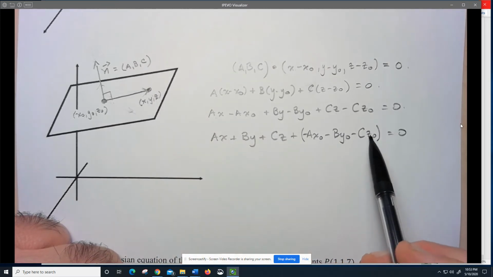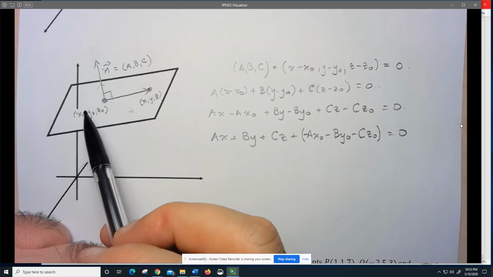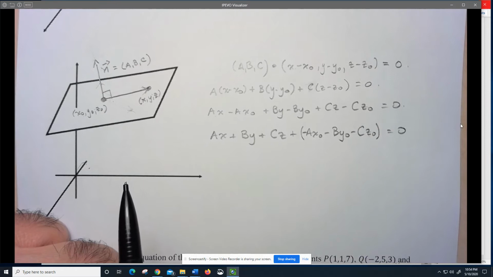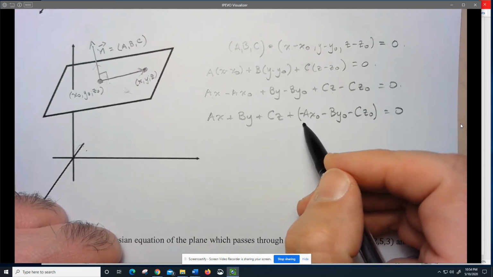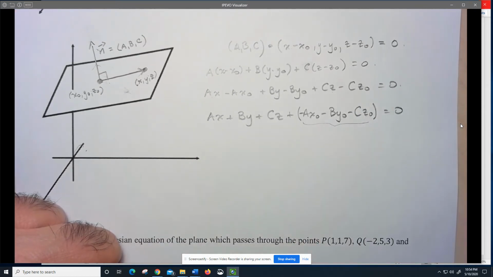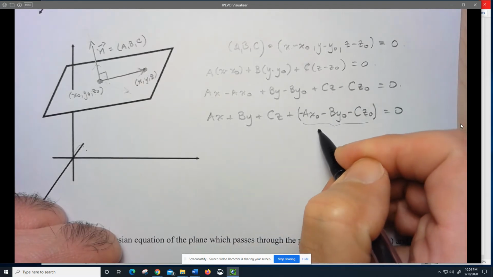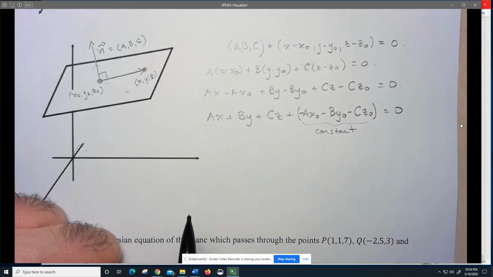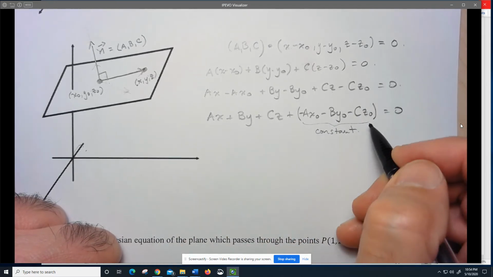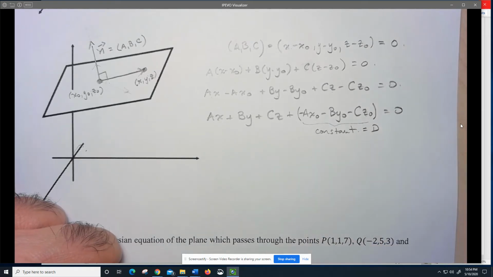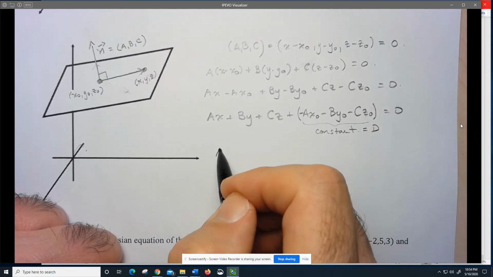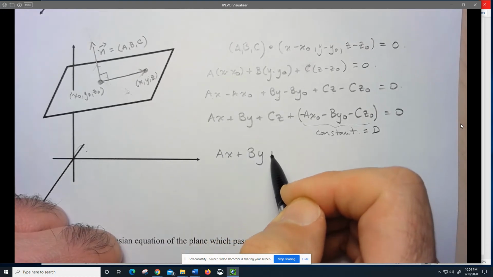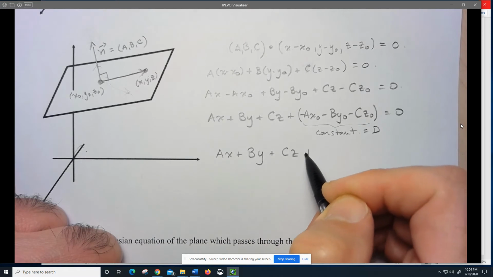And x naught, y naught, z naught represents the component of the point that I know on this plane. And so this whole expression in the brackets is just a constant. Okay, this is just a constant because these are all known values. So you know what? Let me give this a name. Why don't I call this D? And then all of a sudden I realize that I've got an equation that looks very, very familiar.